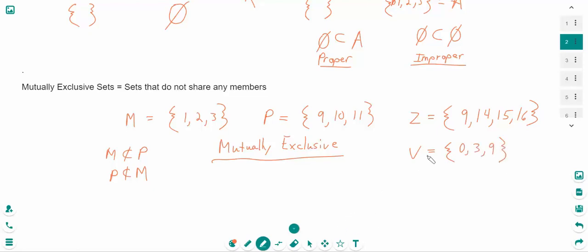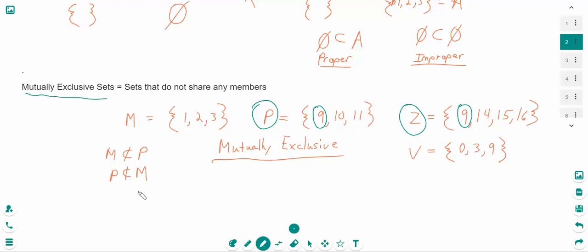Okay? Now, if I were to ask you, are sets Z and P mutually exclusive? So, just so we know, this one and this one. Are sets Z and P mutually exclusive? And the answer is no, they are not. Now, they are not subsets of each other, going either direction, but we should note that Z does have a 9 in it, and P also has a 9 in it. So they do share at least one member. They don't share all members, but they do share one. And so if they do share one, they are not mutually exclusive sets.